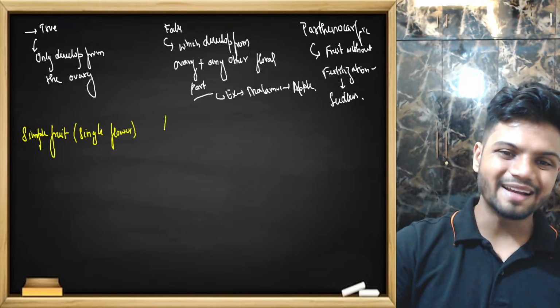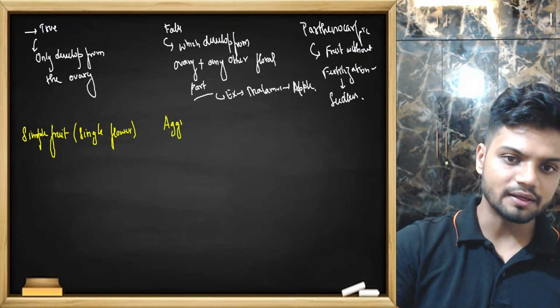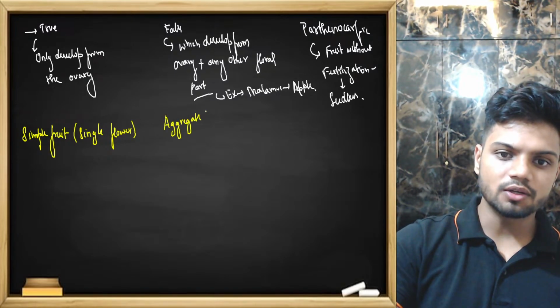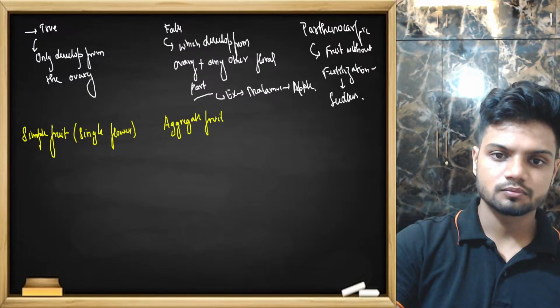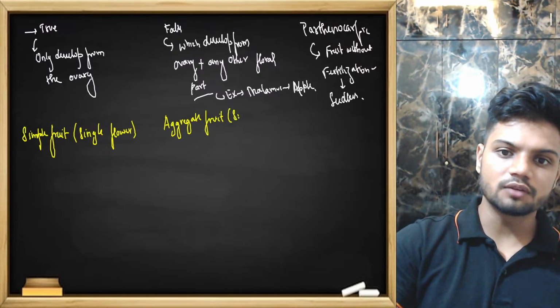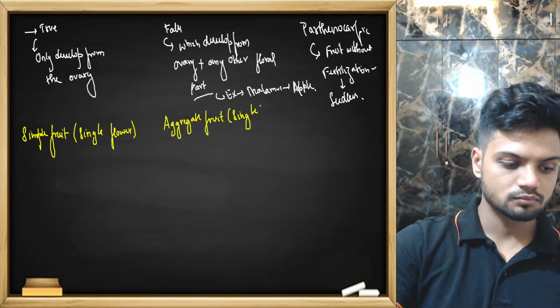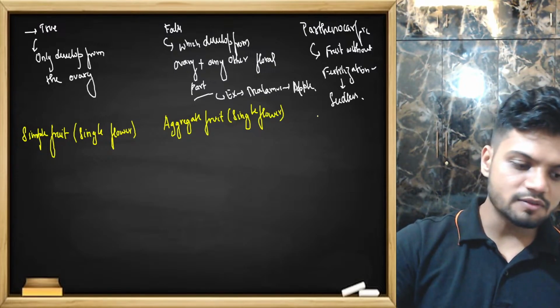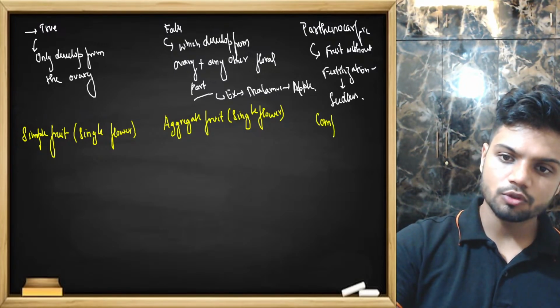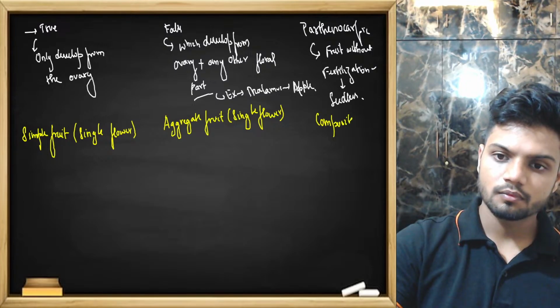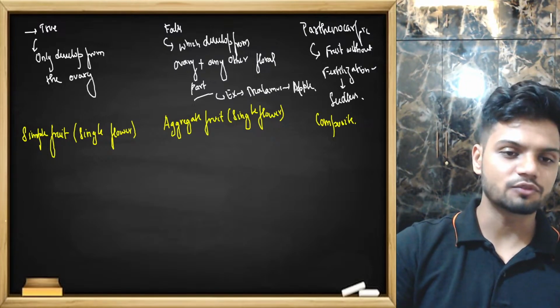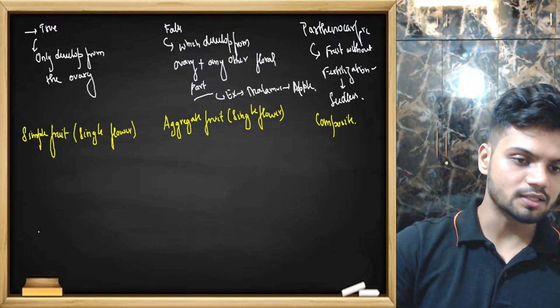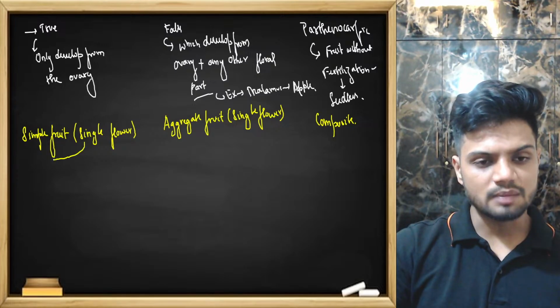Then we have something called aggregate of fruits, which also develops from a single flower. Then we have something called composite fruit. This I'll tell you later on, where it develops from. First, understand simple fruit, students. Simple fruit can be of two types.